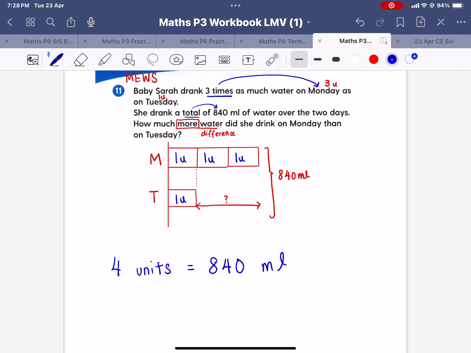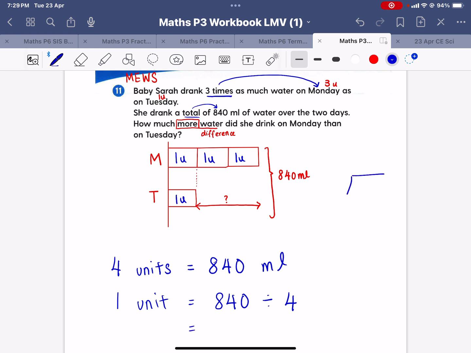Now, before we finish this question, remember our goal is to find out how much these 2 boxes are over here. So in order to find out how much these 2 boxes are, we first need to know at least how much 1 box is. Right? So to do that, we're going to take 840 and divide it equally into 4 equal parts. We want to see how much each box actually represents.